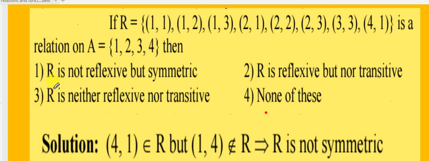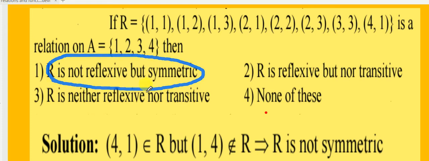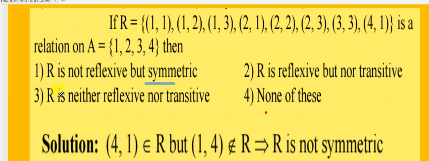Clearly, let us look at this first question first. R is not reflexive but symmetric. Is R reflexive? I have 1, 2, 3, 4 elements here. I have 1 1 here, 2 2 here, 3 3 here. But 4 4 is not present in this set. Therefore, R is not reflexive. This half part is correct.